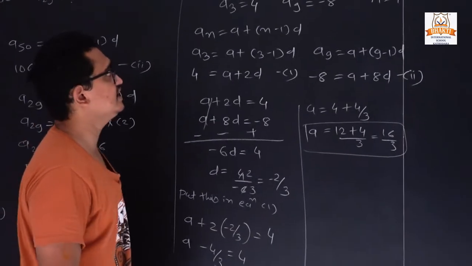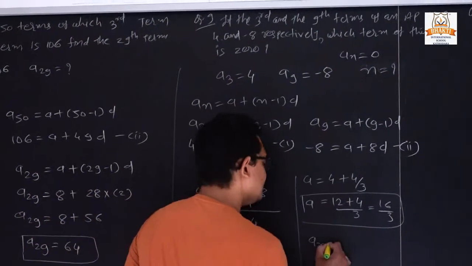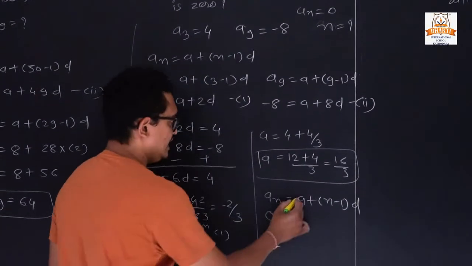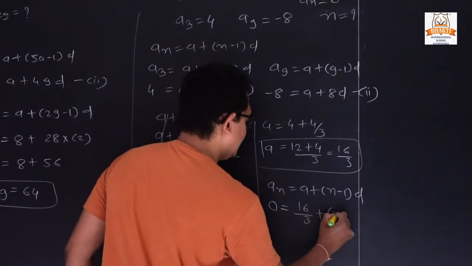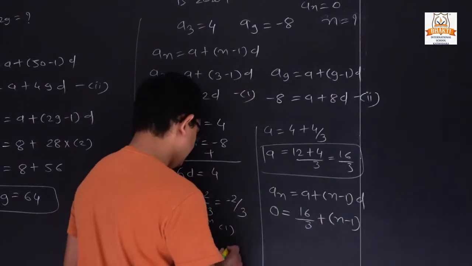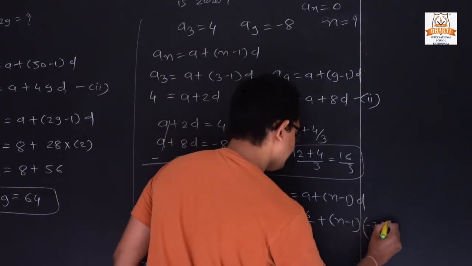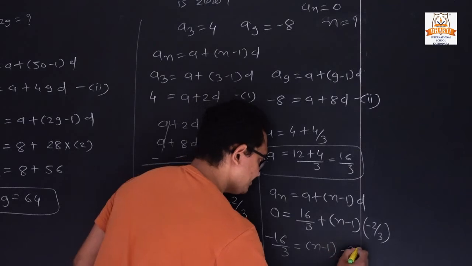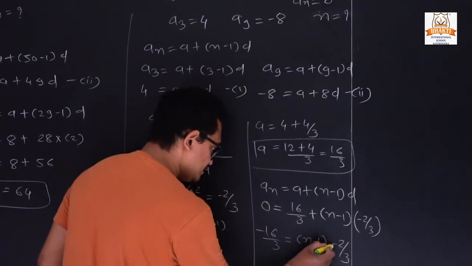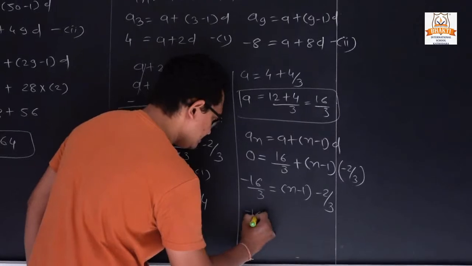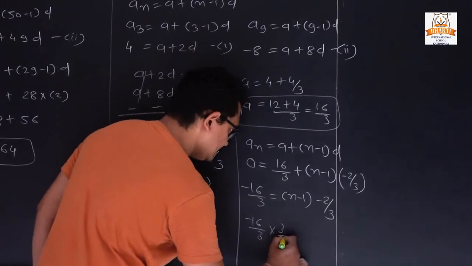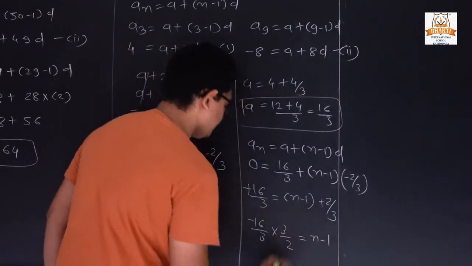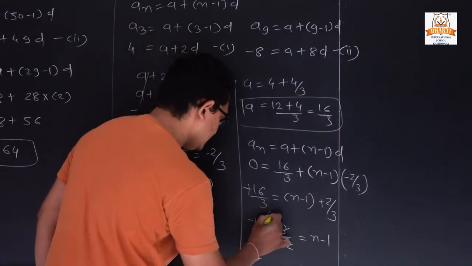Now they are asking which term of that series will be 0. So once again we can use the formula, and An is replaced with 0. A is 16 by 3 and we want to find n. And the difference is minus 2 by 3. Now this term goes to the other side, so it becomes minus. It will be multiplication and division, and minus minus becomes plus, equal to n minus 1. Now 3 3 cut, 2 8s are, so it is minus 8.